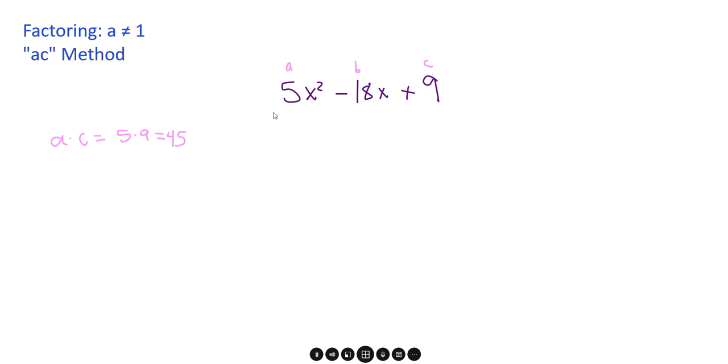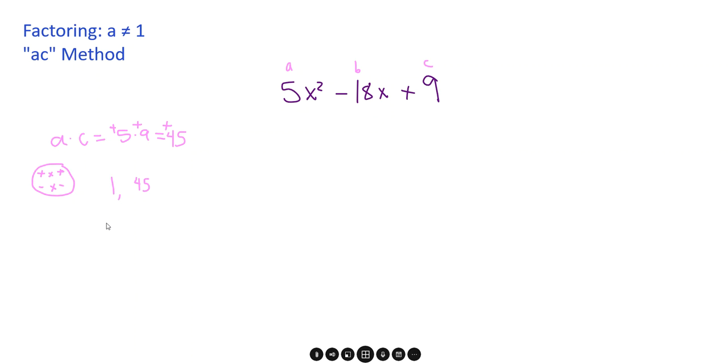Now, I need to keep in mind that this was a positive 5 and a positive 9, so I got a positive 45. So the numbers that I multiplied to get 45 have to equal a positive 45. Remember, that's either going to be a positive times a positive or a negative times a negative. That's the only way to get a positive 45 when I multiply. Okay, let's think of all the factors of 45. There's 1 and 45. I always like to start with the ones.